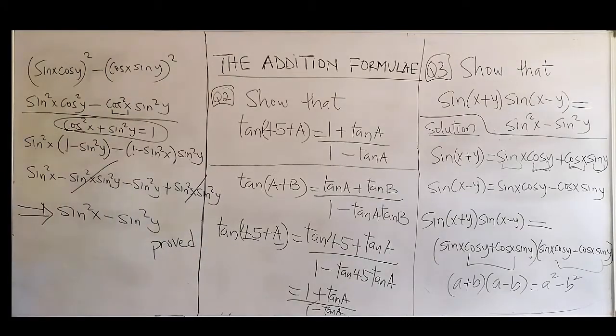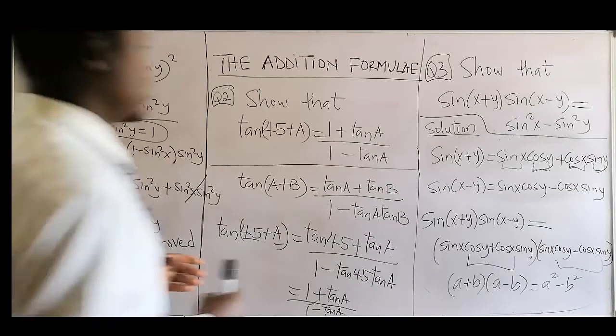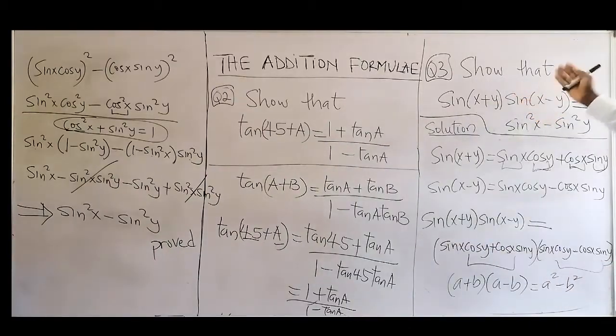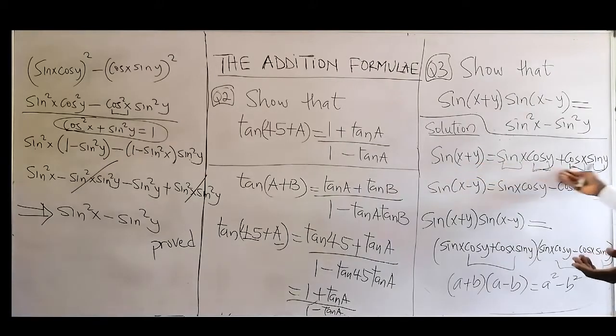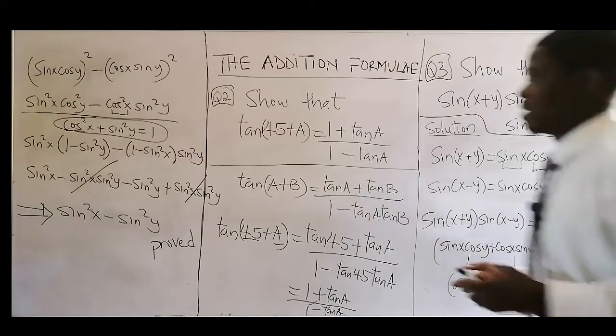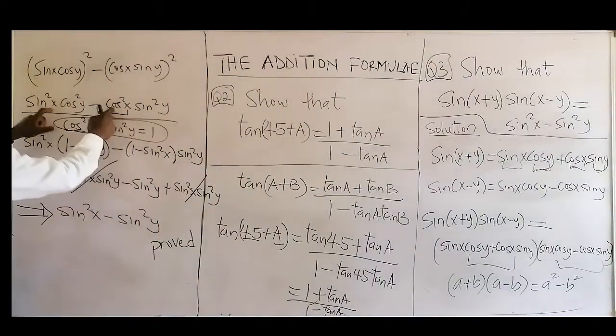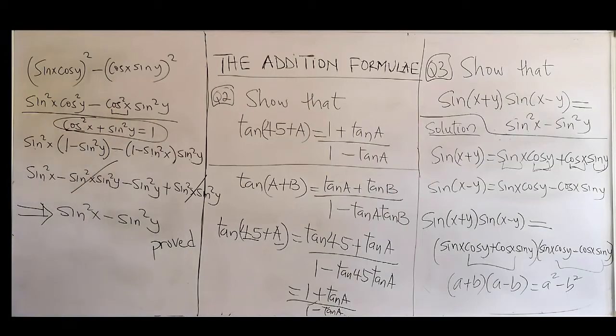Proved. Okay. I will just quickly recap what we said in a few minutes. This is a problem. Show that this two is equal to this. So the first thing you do, begin to state what sine (x plus y) is, what sine (x minus y) is, and then multiply them together. And the moment of multiplication, you realize that they are a difference of two squares. Apply that. Once you apply that, you're going to have this. Once you apply this, then you look at it.